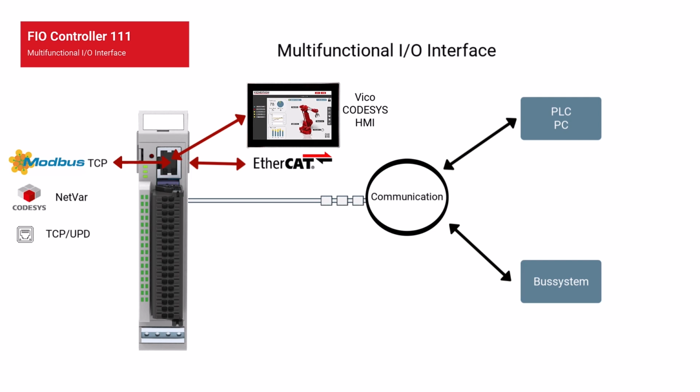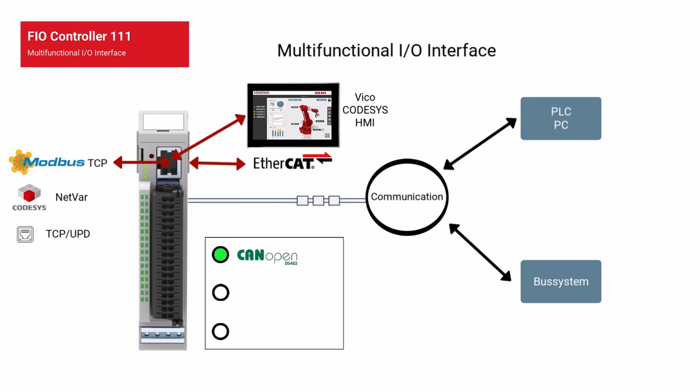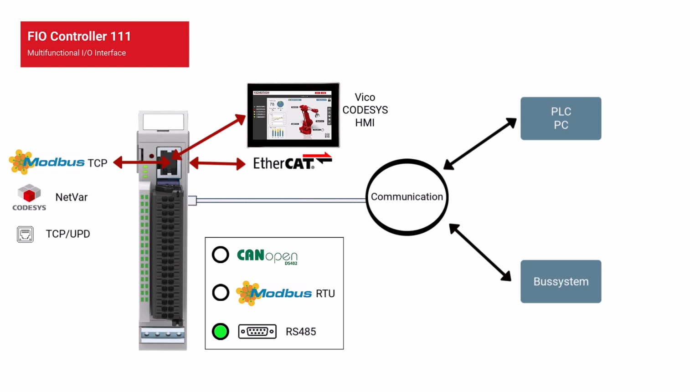The following communication paths are available for serial protocols: CANopen or optionally Modbus RTU, and if you don't need both, you can use the RS485 interface for your own communication to a terminal device, such as a printer or scanner.